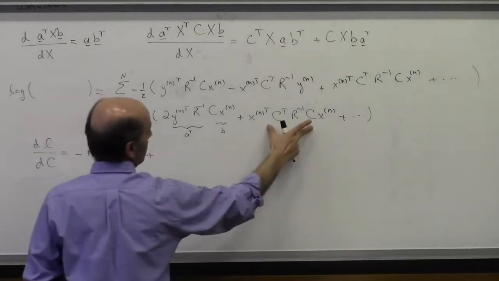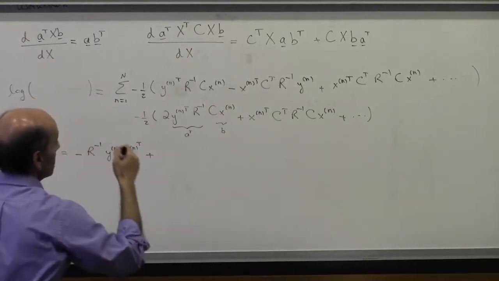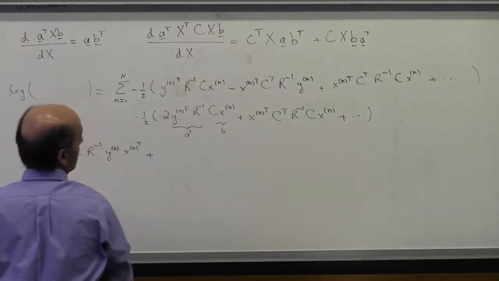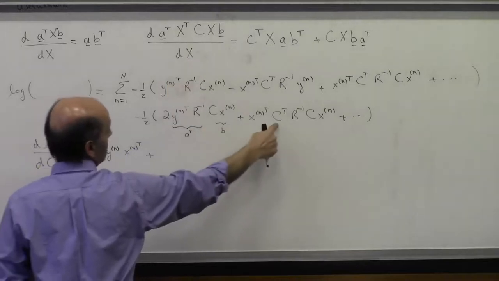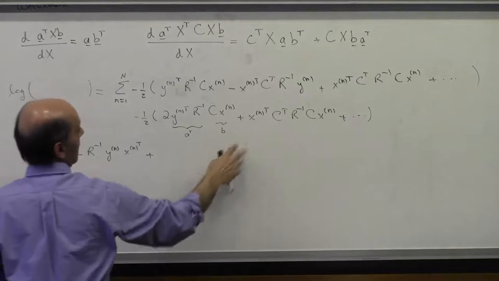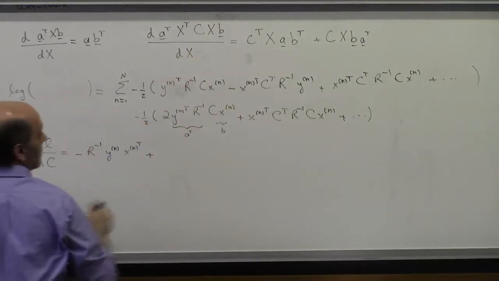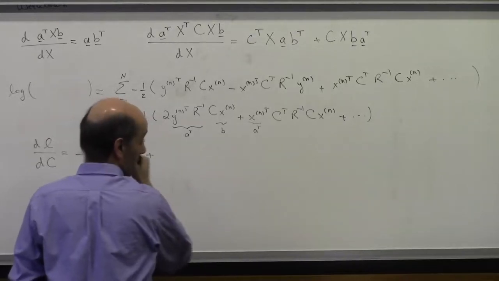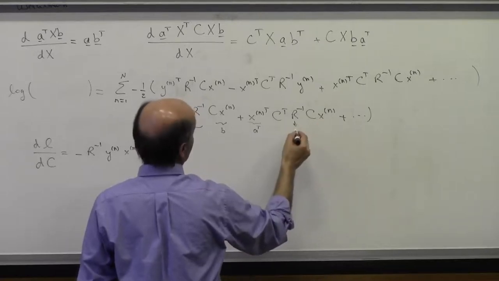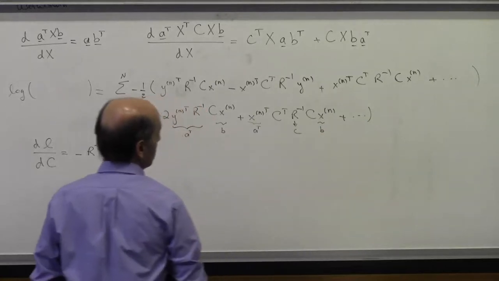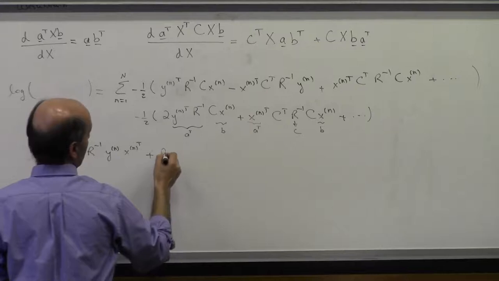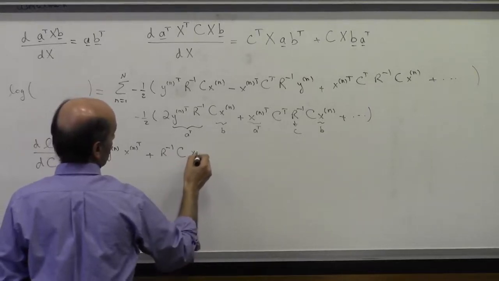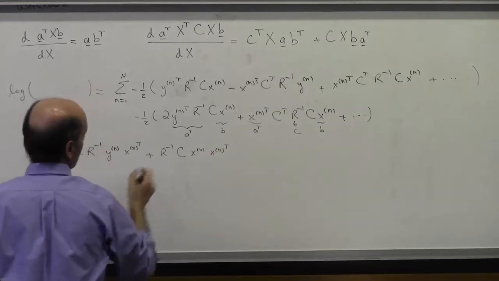And then for the second term, this is a quadratic in C. I'm going to need to use this. So I'm going to get X is what I'm finding the derivative with respect to in this case. So don't confuse that with this. I've used X and C here, I've used X and C here, but they mean different things. So in this case, this is A transpose, R is here, C, this is B. So I'm going to get R minus 1 C x of n transpose. I'm going to get two of these.